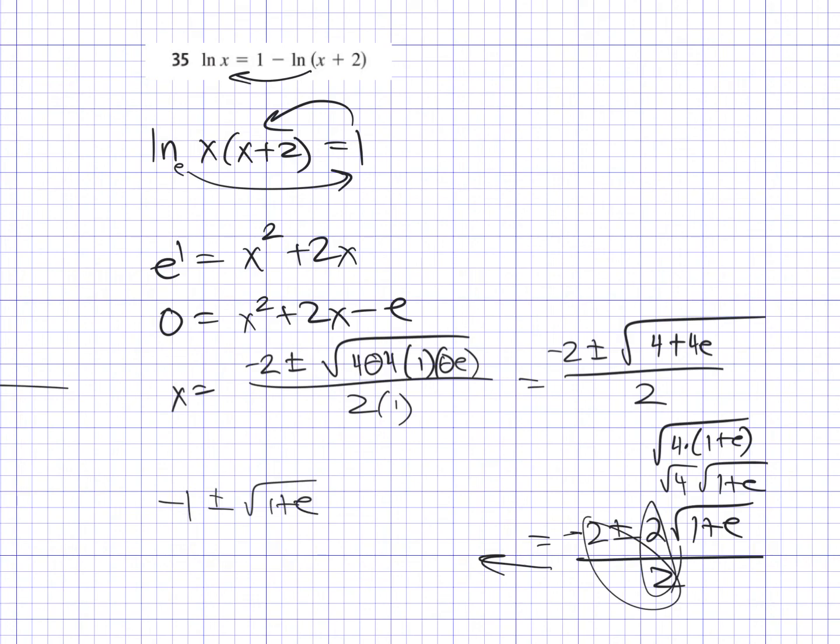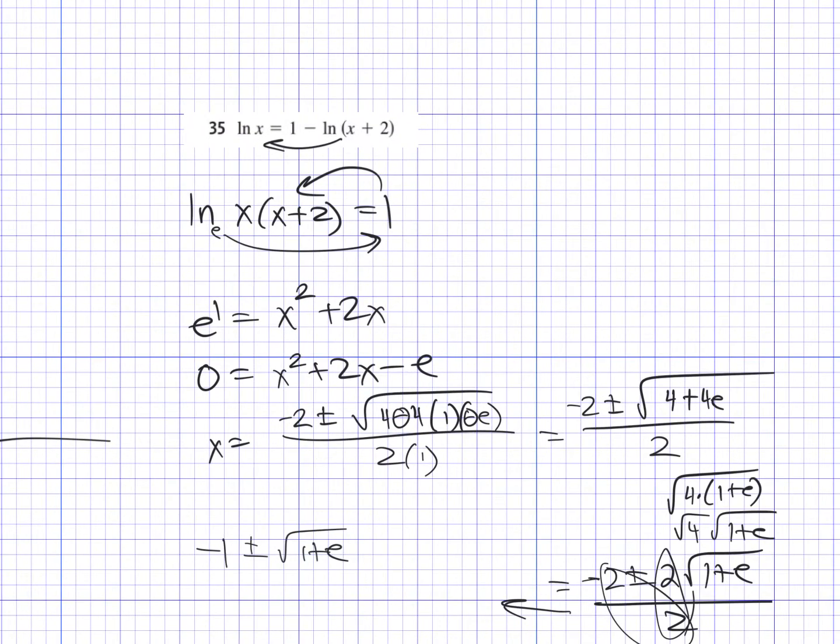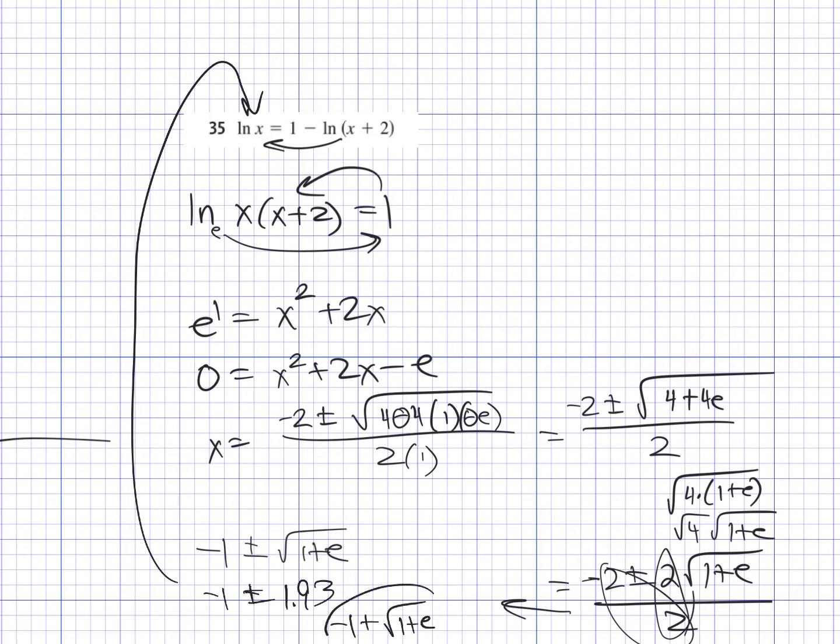That should be our answer, but now it's plus or minus. So E is 2.712. You add 1 to it, take the square root, and it will be a positive 1.93. So if you subtract, it'll give you a negative, and you can't take the natural log of a negative. So the answer really should be negative 1 plus the square root of 1 plus E.